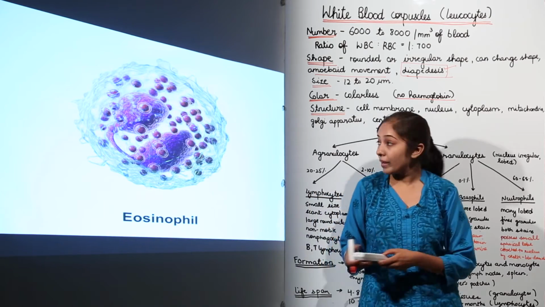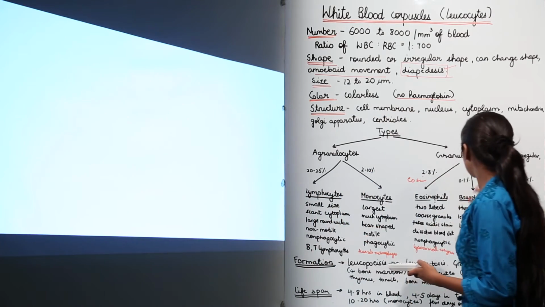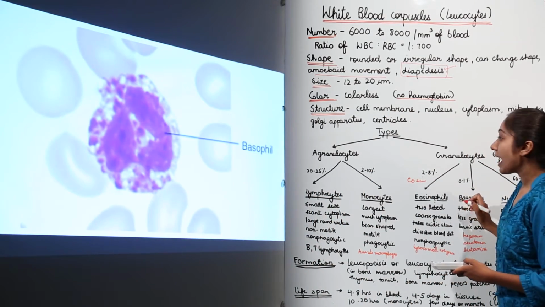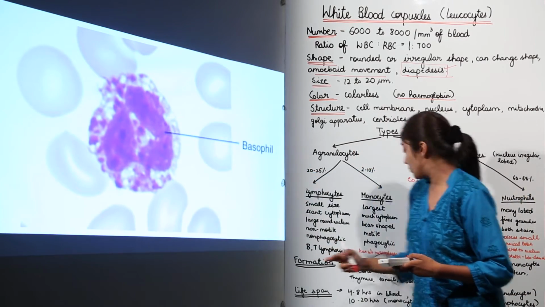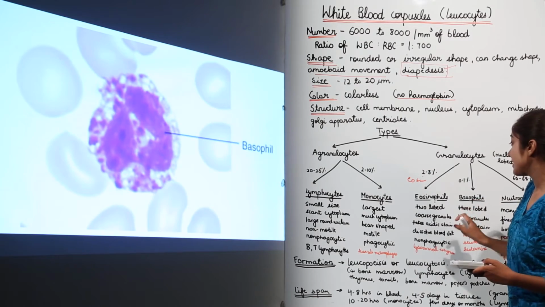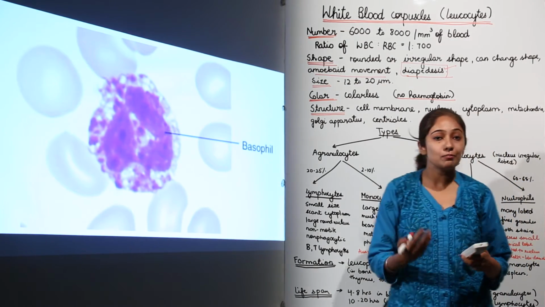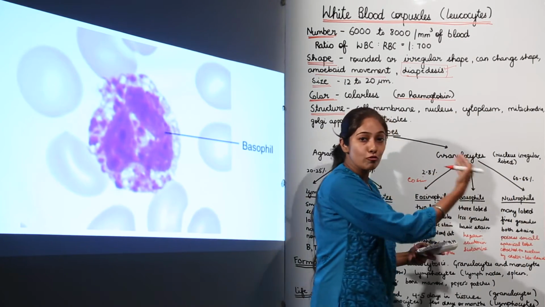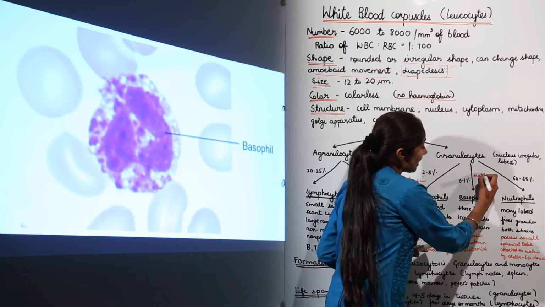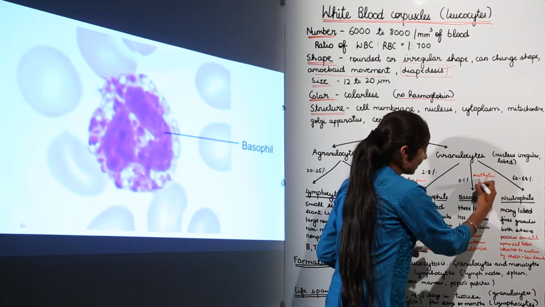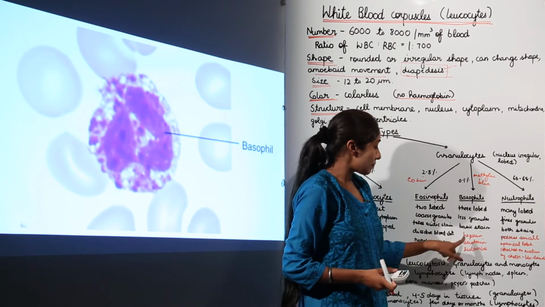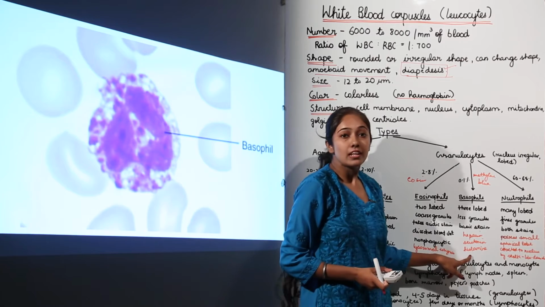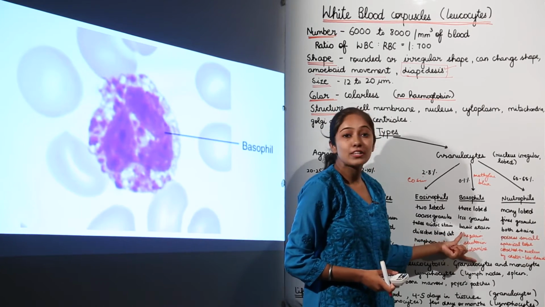Then moving on to basophils. These basophils have a three-lobed nucleus, as you can see. They take the basic stain, that is methylene blue. That is why the name is basophils. They have fewer granules, and they secrete heparin, serotonin and histamine. So this is also one of the main features of basophils.